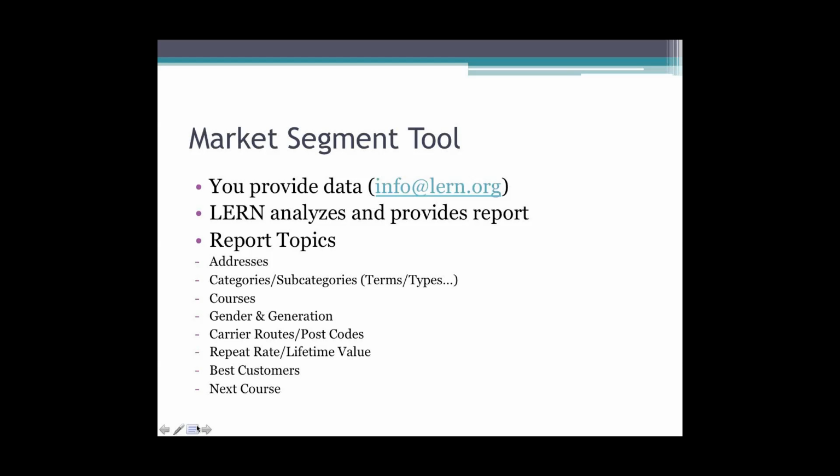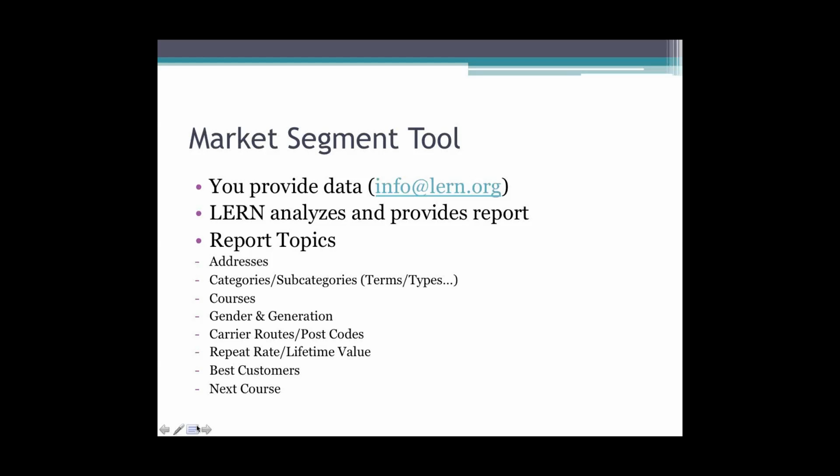And really what we're reporting back on is, one, we take a look at your addresses and are your addresses classifying or not? That means, are you doing a good job of putting addresses into your software system? Next, we take a look at how you look at your programming. We talk about categories and subcategories. Sometimes people give us information by term and by type. But however you group your programming, we then tell you what we see in those groups. We also take a look at your courses, so we can tell you what are the best courses, both registration-wise and dollar-wise. We look at your gender and generation, so we can see how registrations are breaking down by gender and how they're breaking down by generation.